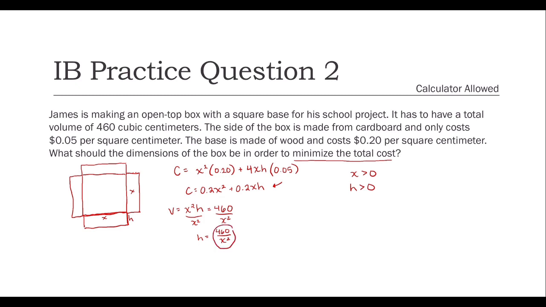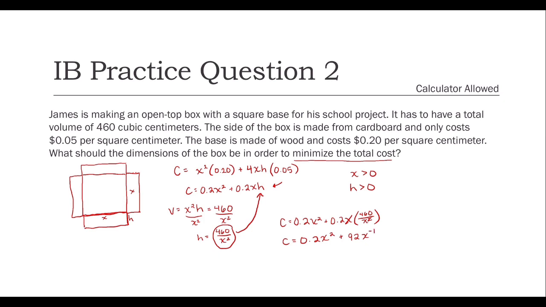So we're going to take this and plug it in for h so that our cost is a function of x. So c equals 0.2 x squared plus 0.2x times h, which is 460 over x squared. We can cancel an x. Then we get that cost equals 0.2 x squared plus 0.2 times 460 is 92 divided by x, which is the same as x to the negative 1.